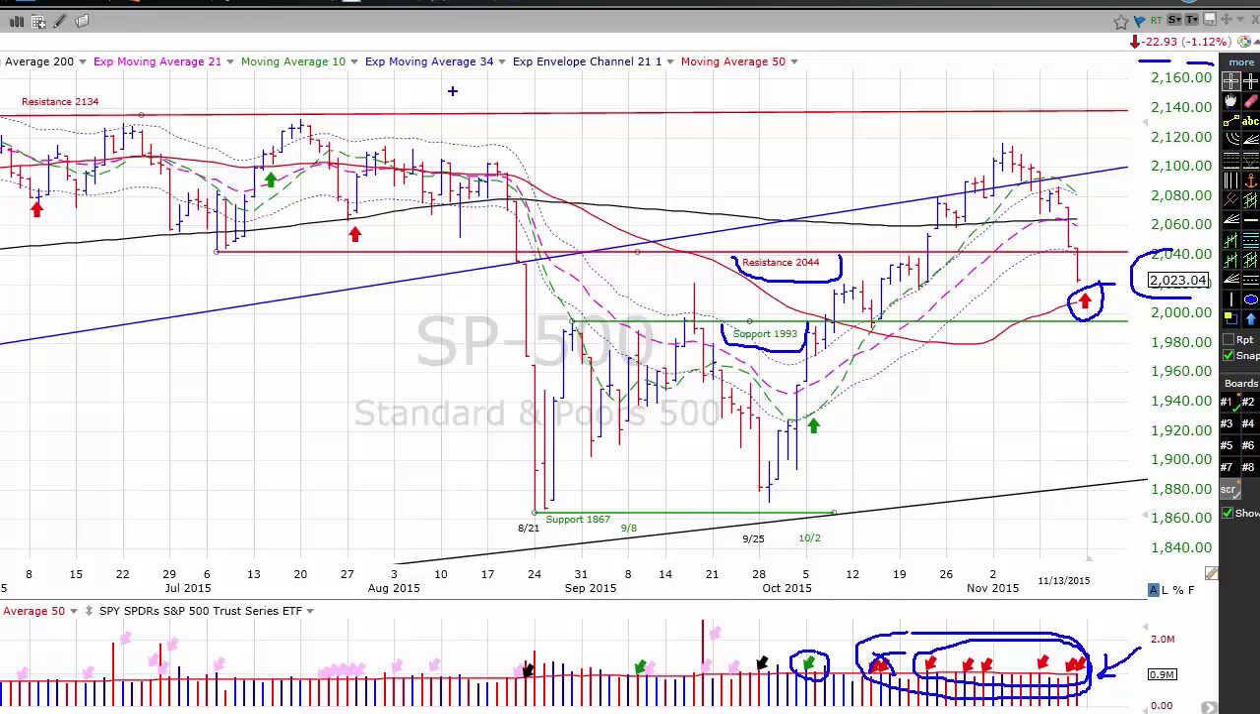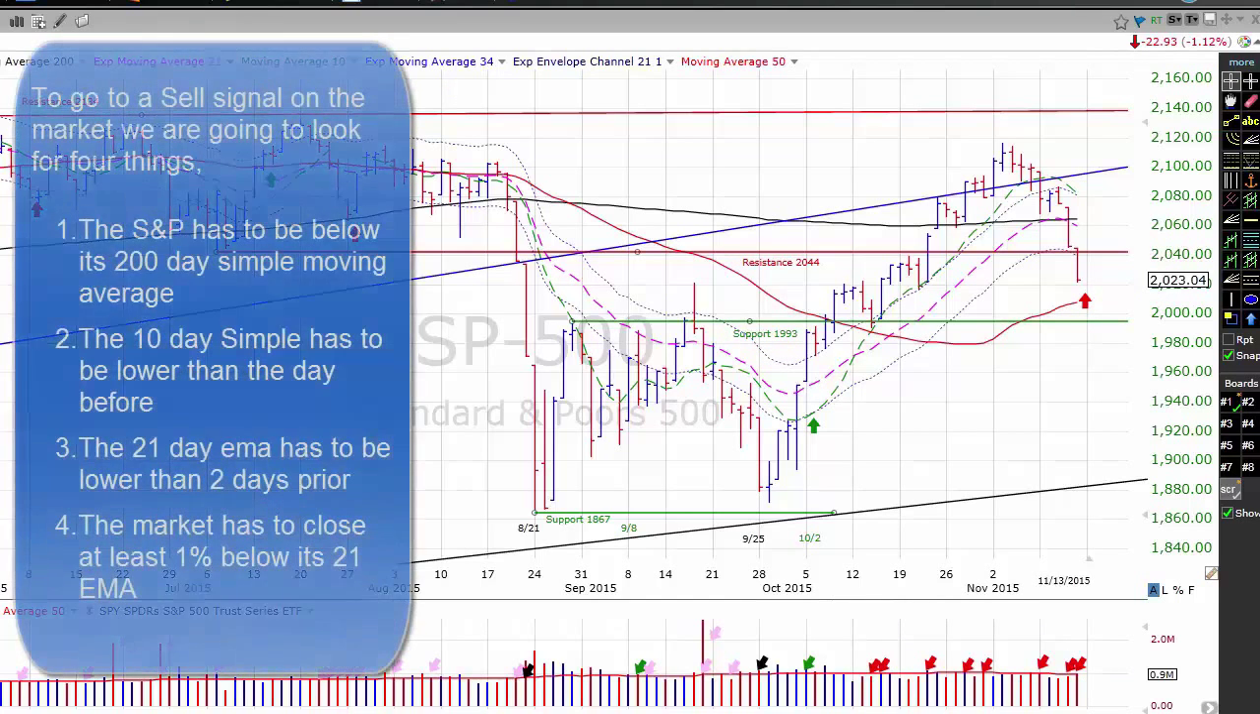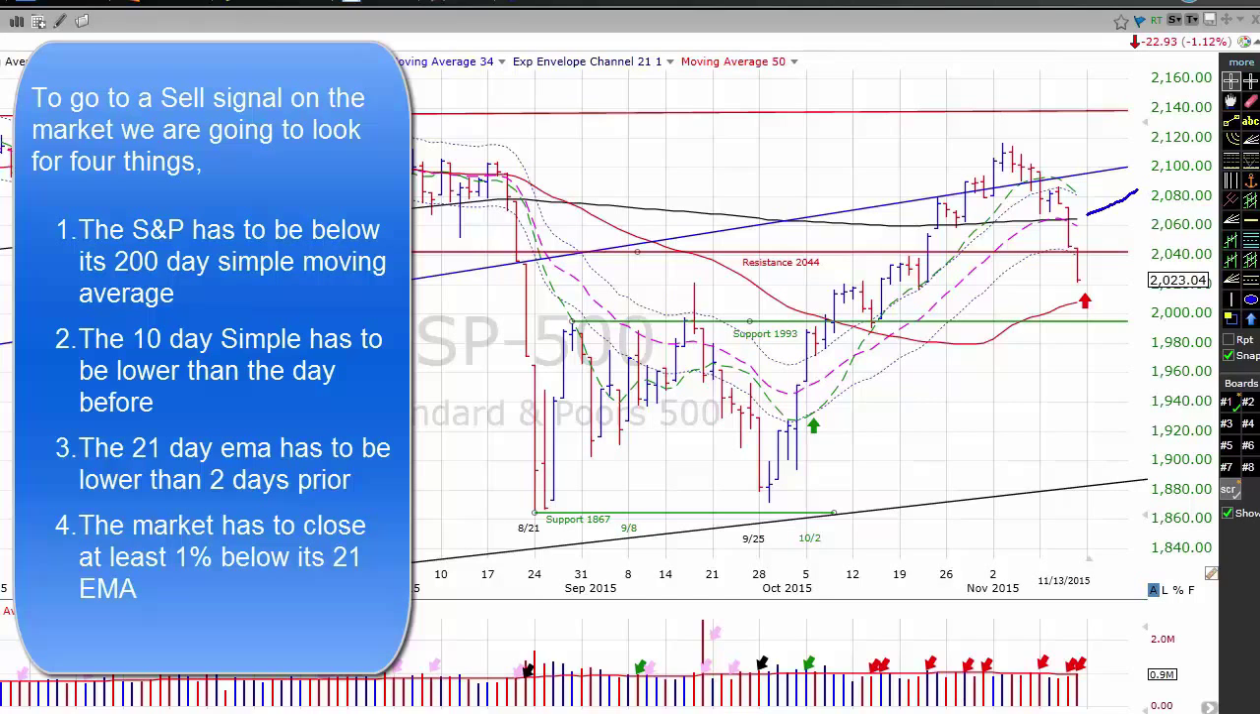Let's take off our markups, and I want to review our market timing model. In order to go to a sell signal on our market timing model, 4 things have to take place. First, the S&P has to be trading below its 200-day moving average. We show the 200-day moving average in black right here, and the S&P right now is trading well below that level. Secondly, the 10-day moving average on the S&P, which we show in green, has to be trending downward, which it is.